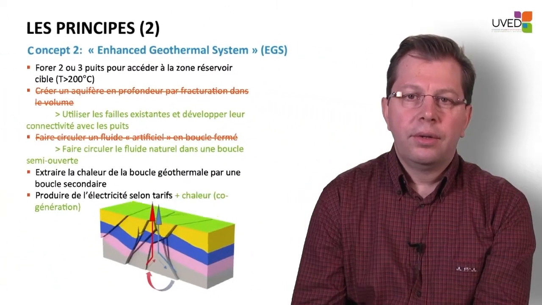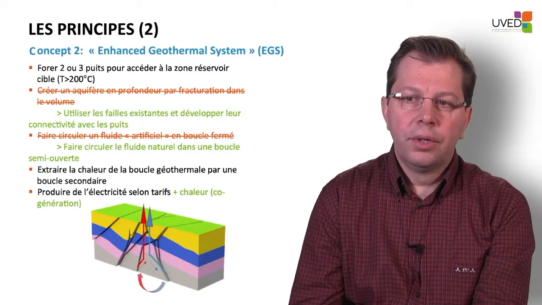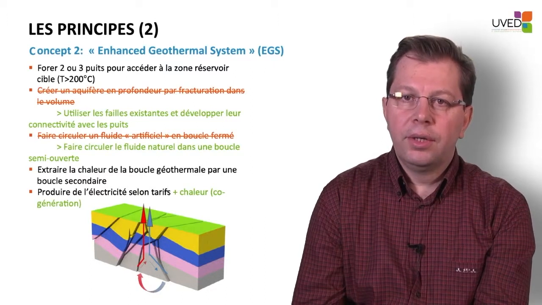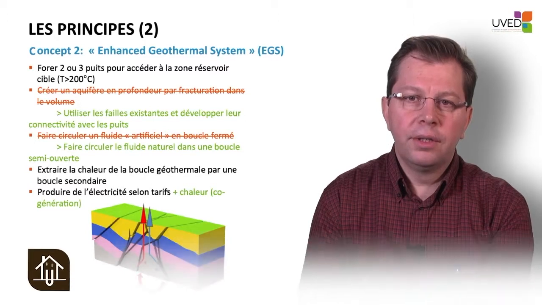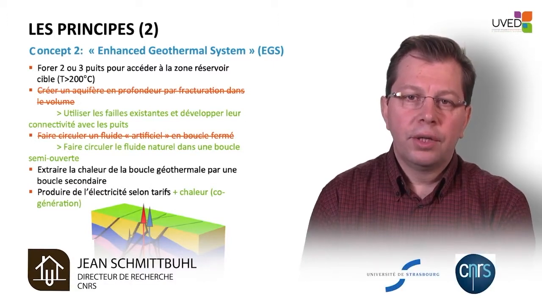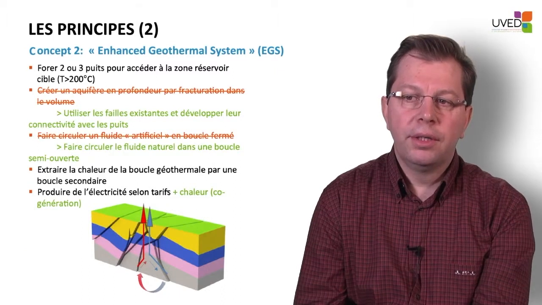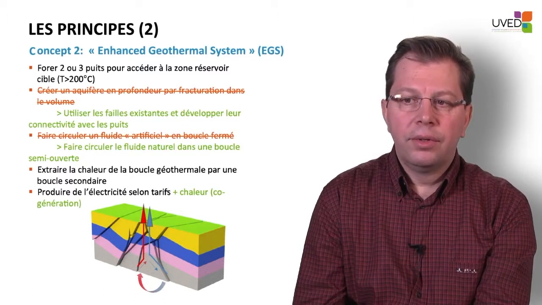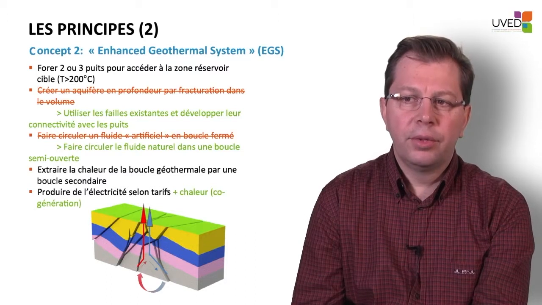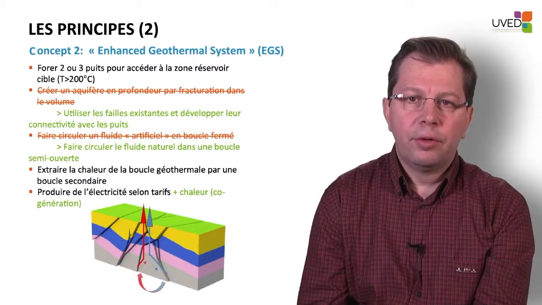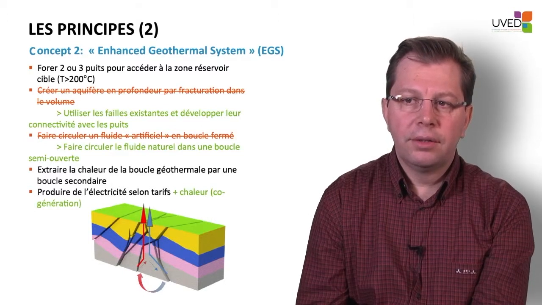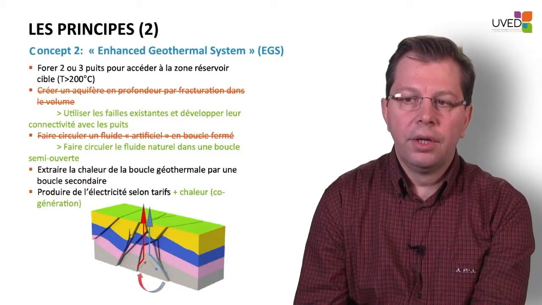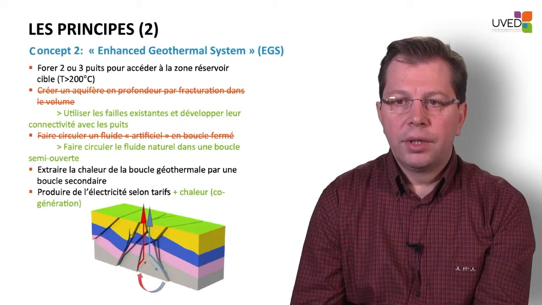So this new concept was called enhanced geothermal system, EGS. And the basic idea being that a lot happens naturally that we can use. For instance, an environment where fluids circulate naturally with the existing fractures, and also natural fluid circulation that can be used. According to this new concept, we don't try to create a reservoir. We use the existing fractures, and what we need to do is make the drilling wells or the boreholes go and recover the existing fluid.